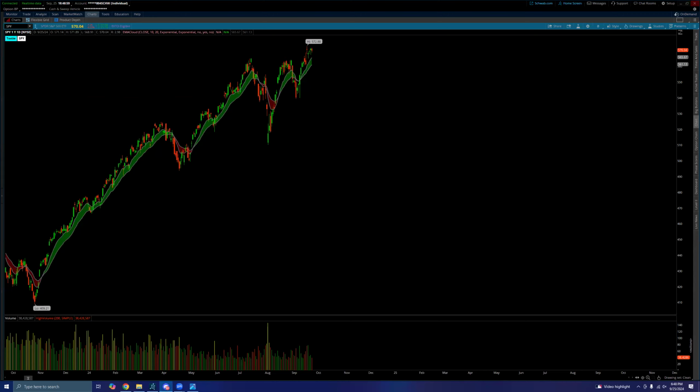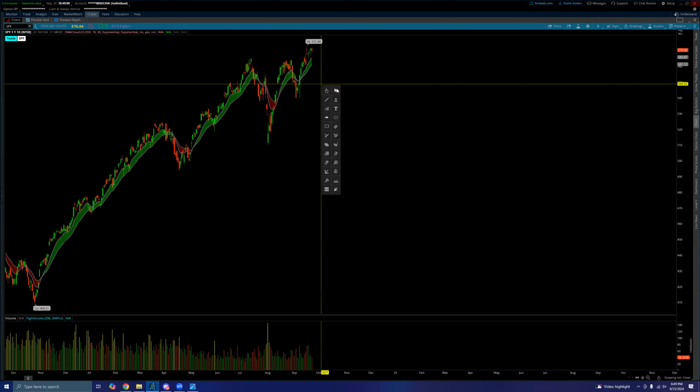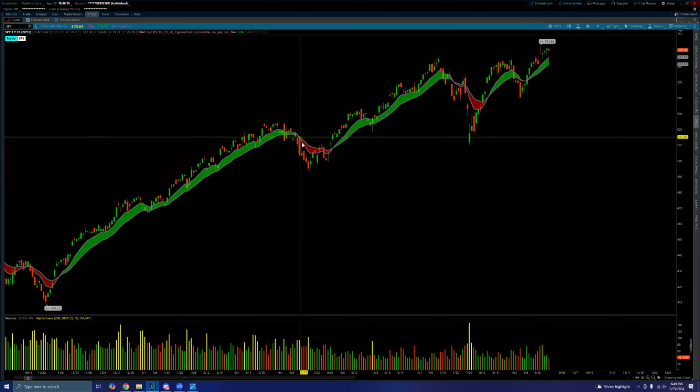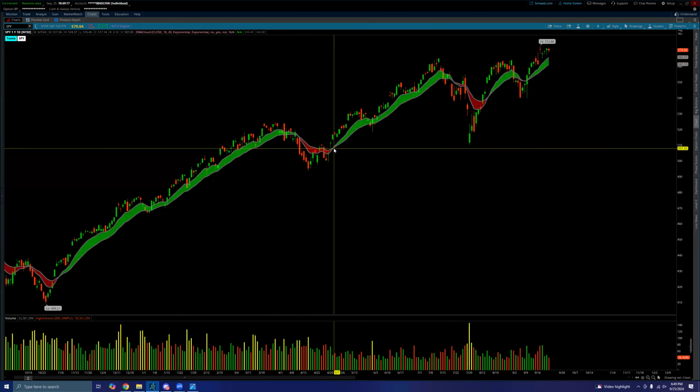Cool. So there's that study for the EMA cloud. For me, I do want to add a little bit more to this. Maybe add some kind of signal if we're just getting that crossover, something like that, to make it easier to follow. But yeah, that's that.